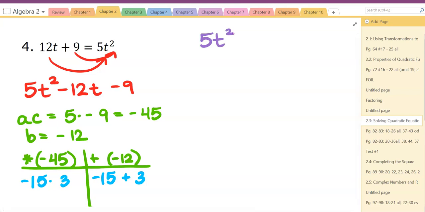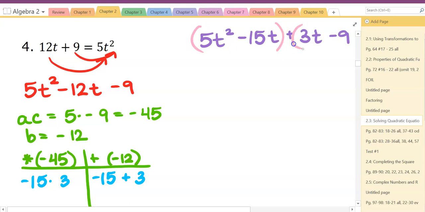And it doesn't matter the order that you put it in. I'm just going to go ahead and do the negative 15t first. And then we have plus 3t, and then we have that minus 9. Now we group the first two and the last two together. What can I take out of the first two terms? 5 and a t. What would be left if I take those out?